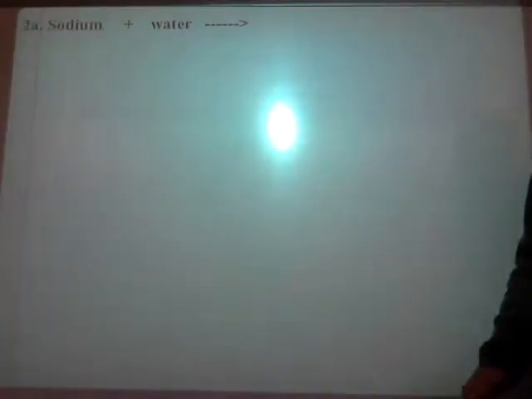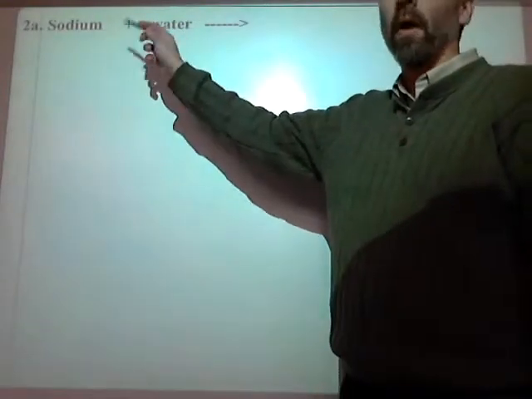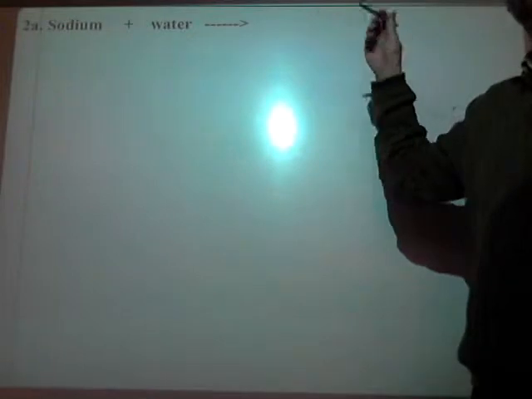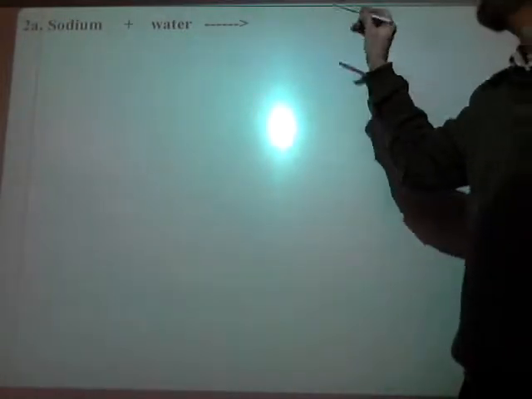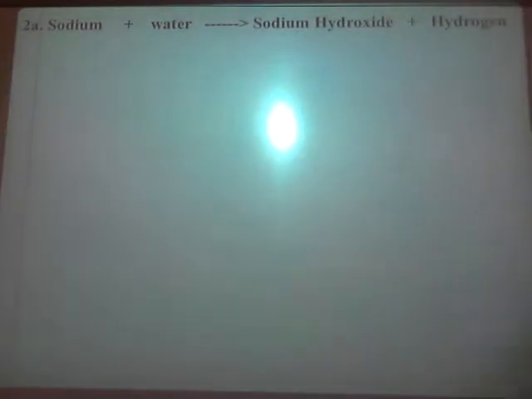Everyone is doing this in their head too. What will I write up here? Sodium plus water. A very active metal plus water is going to yield what? Specifically, what's it going to yield? Sodium hydroxide plus hydrogen. See, you apply the generic to the specific.